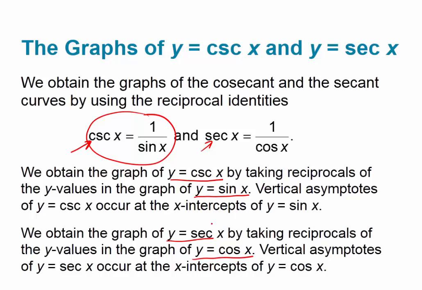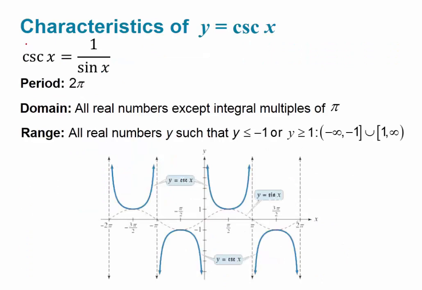And we already got a lot of practice graphing cosine of x and sine of x. And really graphing the secant and cosecant is not much more difficult than that. We really just add one more step to graph the cosecant and secant. As discussed, cosecant of x is 1 over sine of x.